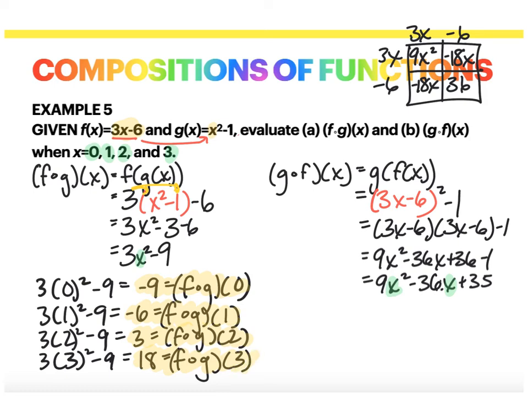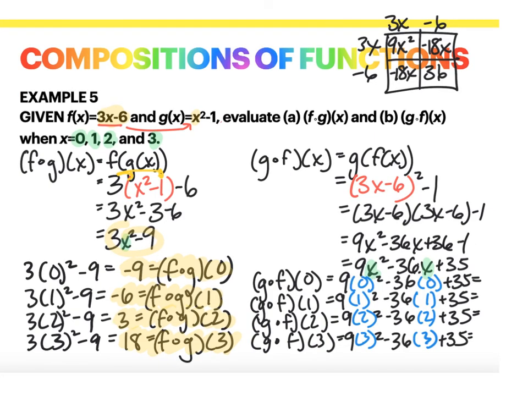So notice here all you have to do is substitute in 0, 1, 2, and 3 in your function you had here. And the same thing will work for our g of f function. Now, since these functions are a little bit more complicated, I am going to use a calculator and just type them in. 9 times 0 squared minus 36 times 0 plus 35, and that gives me, obviously, 35.